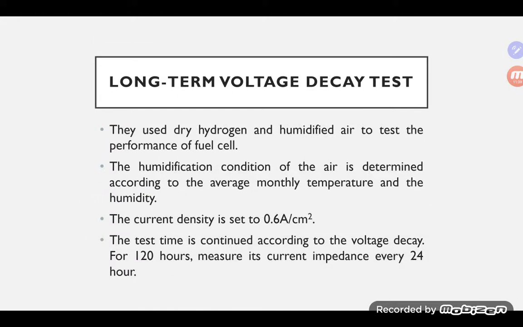And then this is the last part: if we get the best result, we will test it in a long-term voltage decay test by using dihydrogen and humidified air to test the performance of the fuel cell. The humidification condition of the air is determined according to the average monthly temperature and humidity. So the test is continued according to the voltage decay for 120 hours and we measure its current impedance every 24 hours.